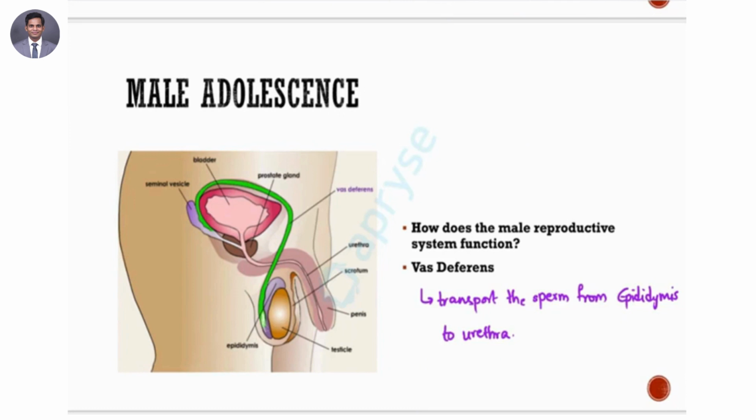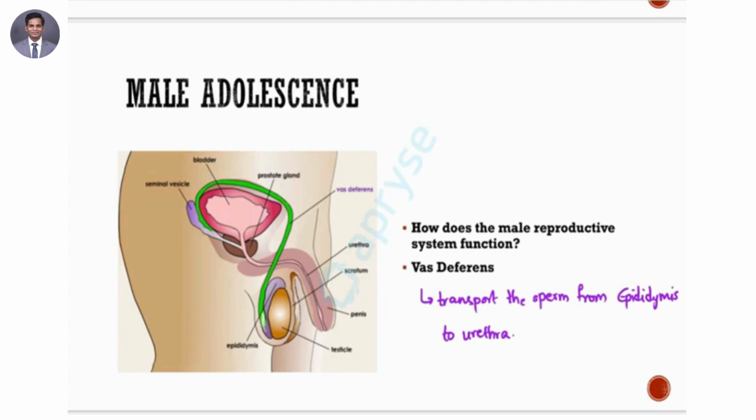Vas deferens is also known as the ductus deferens. I don't know how you have studied it in school, but vas deferens and ductus deferens are the same. It is a slender, muscular tube which is used to transport the sperm from the epididymis, and eventually it makes its way to the urethra during ejaculation. Does that make sense? So it is the tube from here all the way till the final ejaculation. That is the vas deferens.